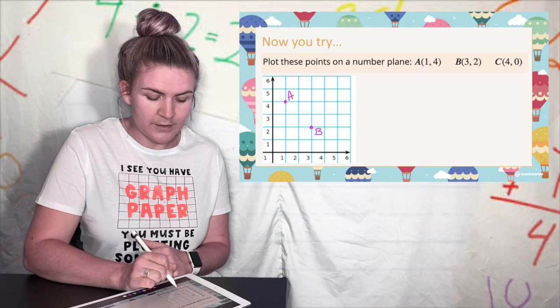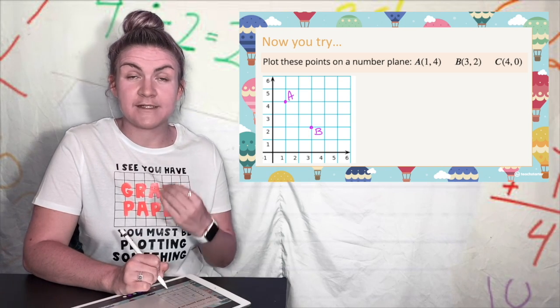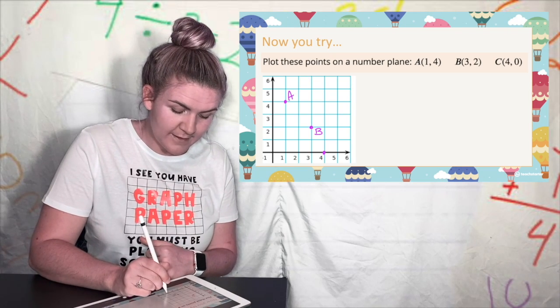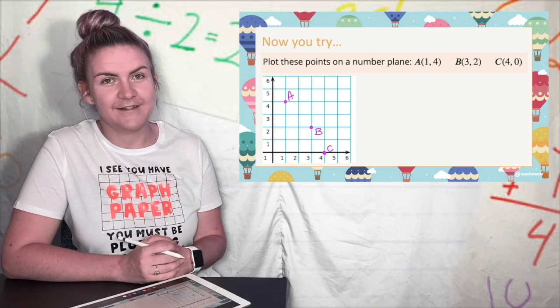So I'm going 1, 2, 3, 4, and then because 0 is the y-axis, I'm not moving at all from the origin, so I'm going to sit there right on that line. That is my letter C.